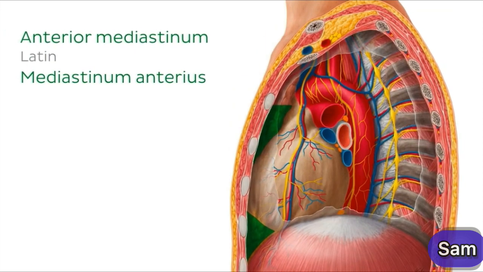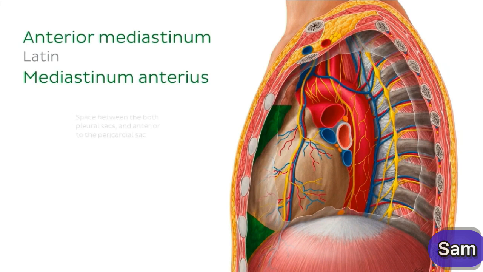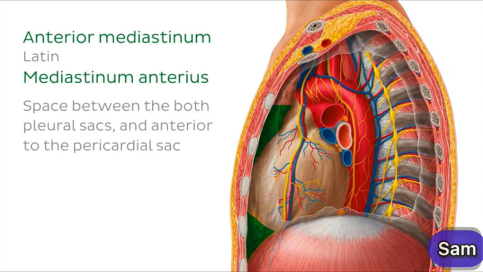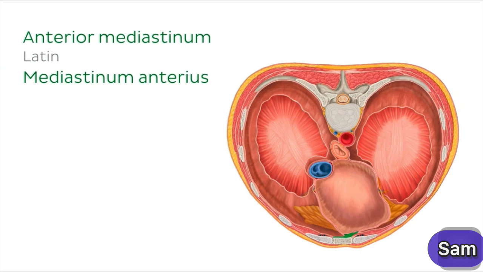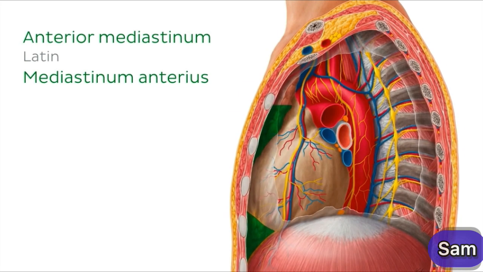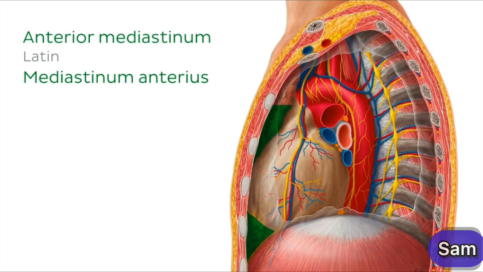In reality, the anterior mediastinum is extremely limited in volume and is defined as the space between both the pleural sacs anterior to the pericardial sac. And if we look at the anterior mediastinum from a superior view, we can get an even better understanding of its proportions. Given that it's almost only a potential space, it will come as no surprise to hear that there's very little anatomy for us to examine here. In fact, the only structures that you'll find here are some remnants of the thymus, as well as some anterior mediastinal lymph nodes, such as the pre-pericardial lymph nodes.